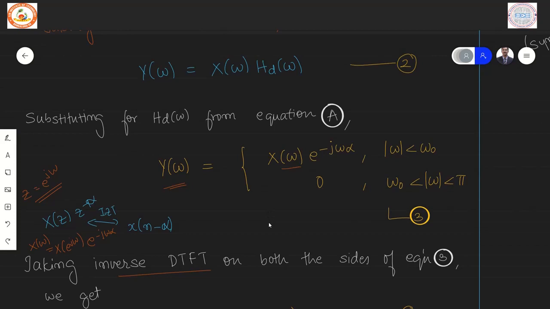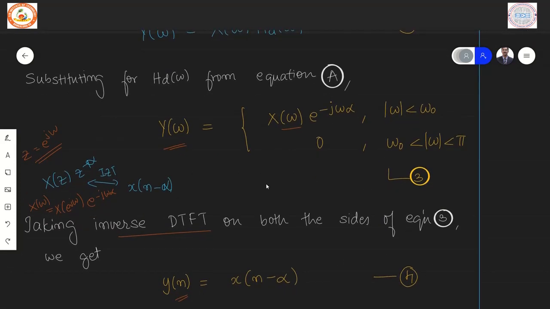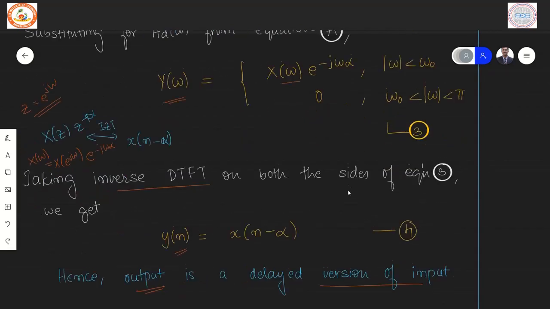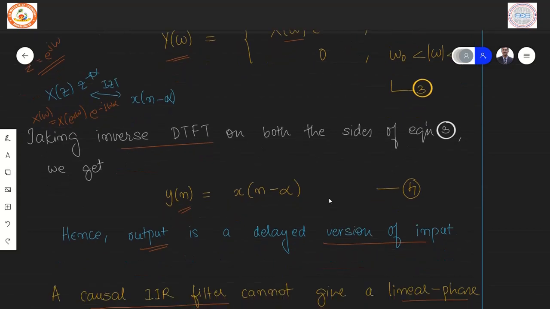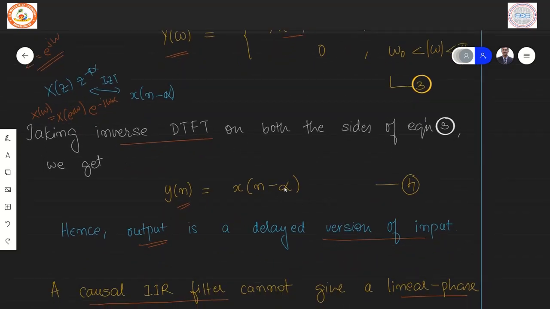Further, if we take the inverse discrete time Fourier transform on both sides of the above equation, we get y of n is equal to x of n minus alpha. Therefore, we can conclude that the output here is simply the input which is delayed by a certain value equal to alpha. Therefore, the output is a delayed version of the input. It is not going to alter the phase. The magnitude and phase are kept intact, only there is a slight delay between the input and output.